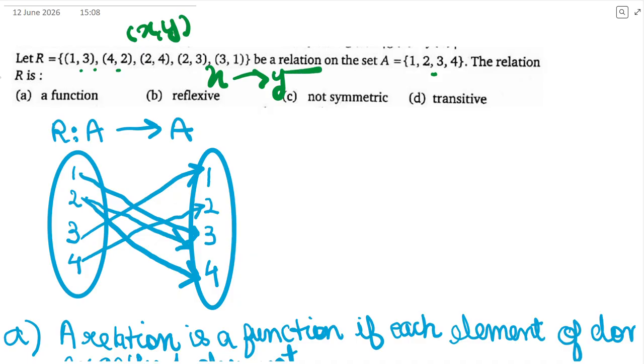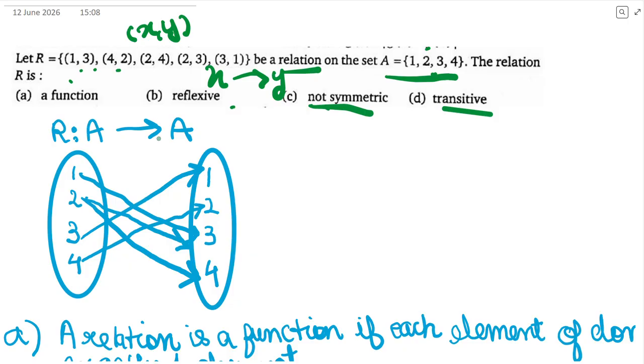So the word relation itself says that whatever is inside the bracket is mapped to each other. That means it is a relation on this set, made from these numbers inside the set. Now we are given different properties in the options: is a function, is reflexive, is not symmetric or transitive, right? So let us try to make sense of this relation by plotting it visually.